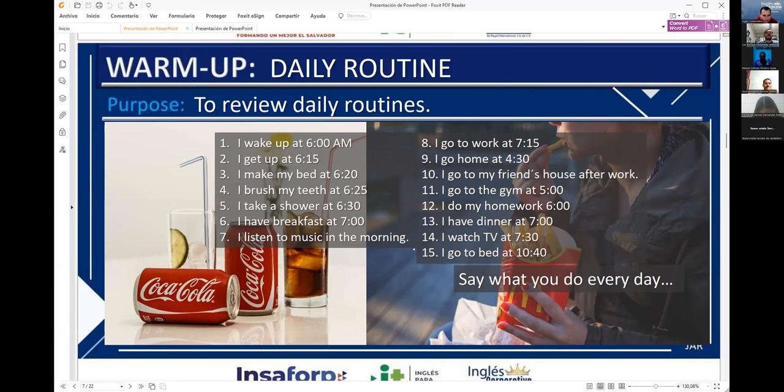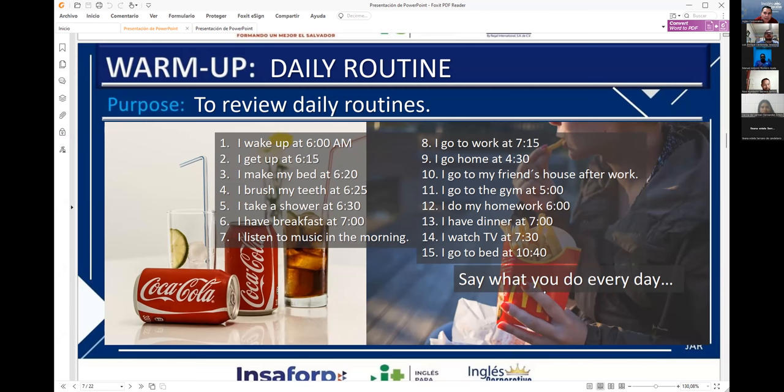So these are some activities: wake up, get up, make my bed, brush my teeth, take a shower, have breakfast, listen to music, go to work, go home, go to my friend's house, go to the gym, do my homework, have dinner, watch TV, and go to bed. So these are some of the things.